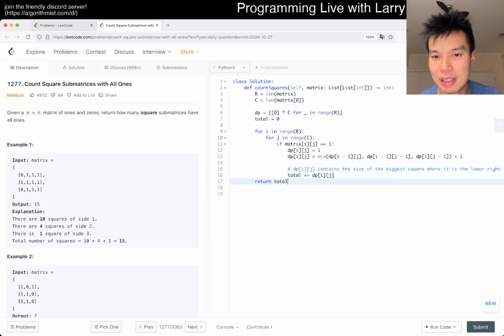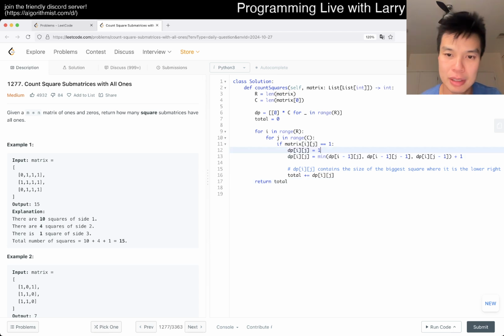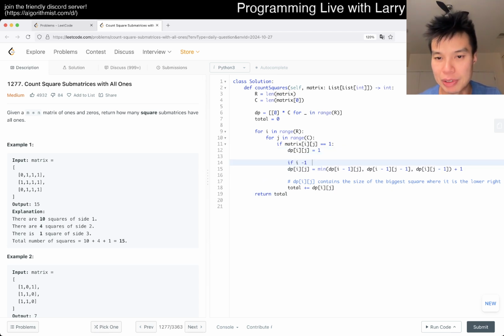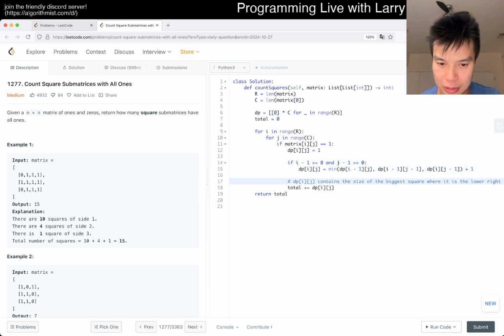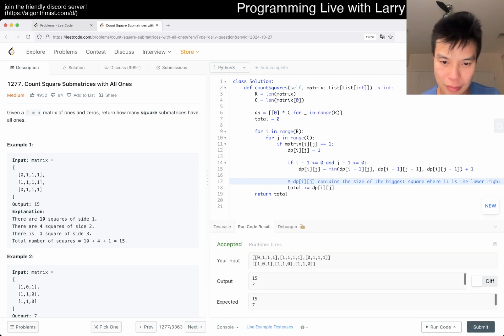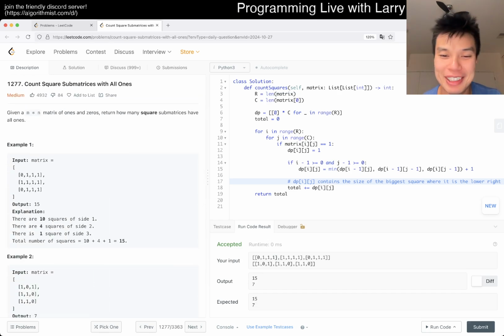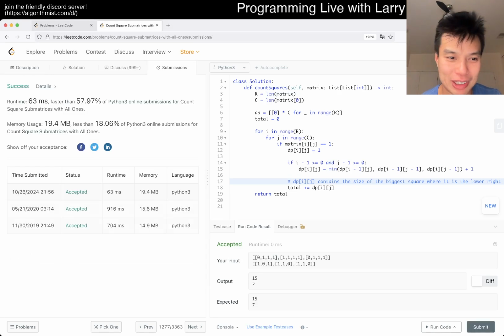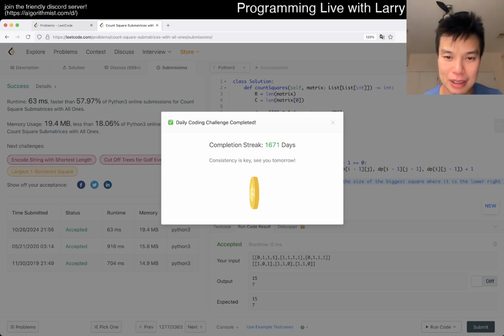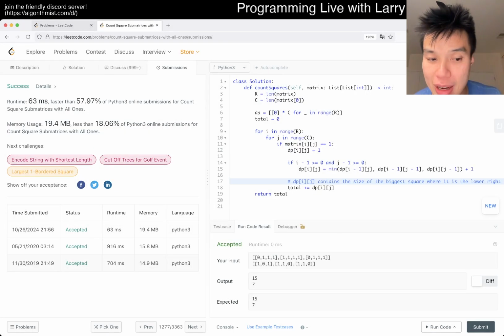I mean, we have to handle this case, but we'll make sure that if i minus 1 is greater than 0 and j minus 1 is greater than 0, I think that's pretty much it. And maybe there are some edge cases, but honestly, I'm rushing a little bit. I am trying to get to bed, so let's do a quick submit. But I did it 3 times, or this is my 3rd time. We have a 71-day streak, but that's all I have for this one.